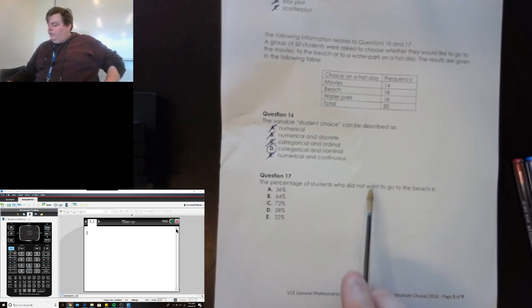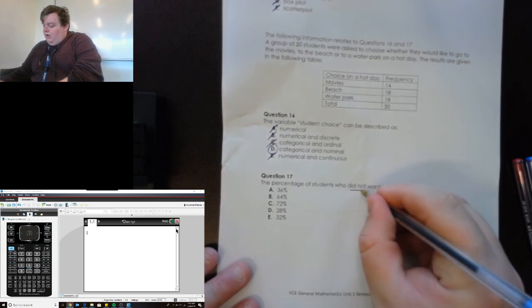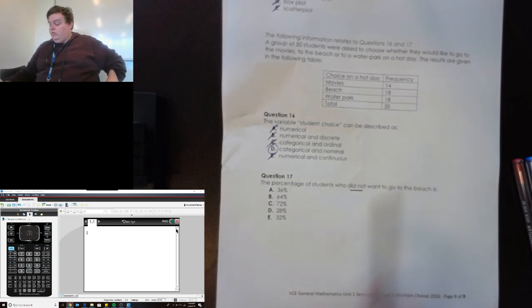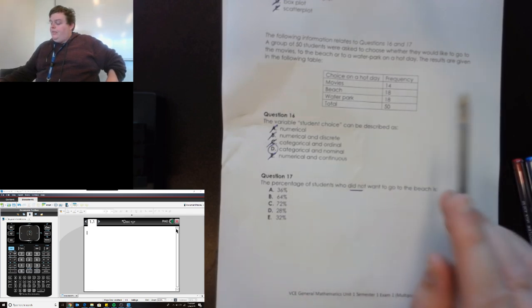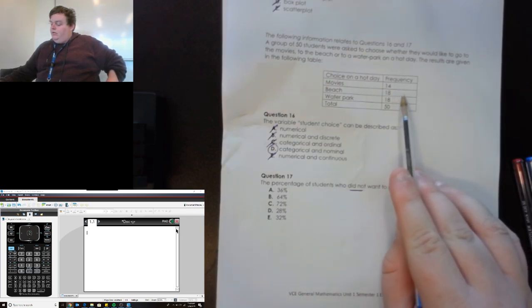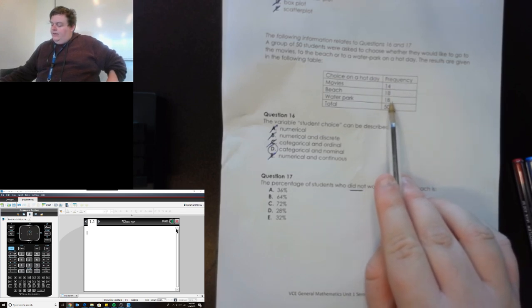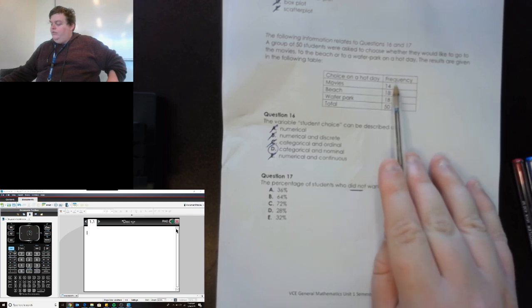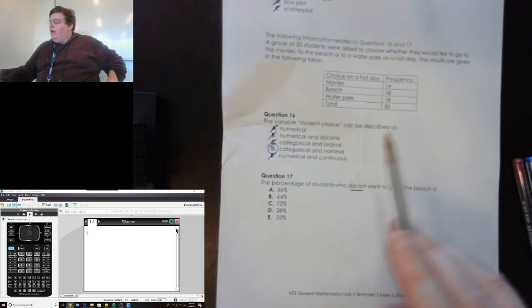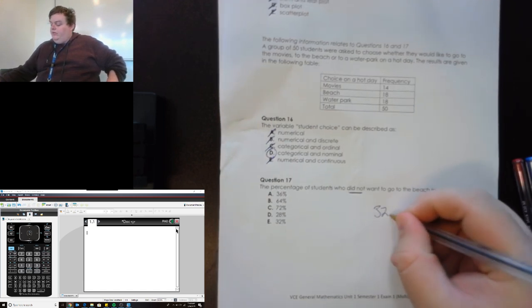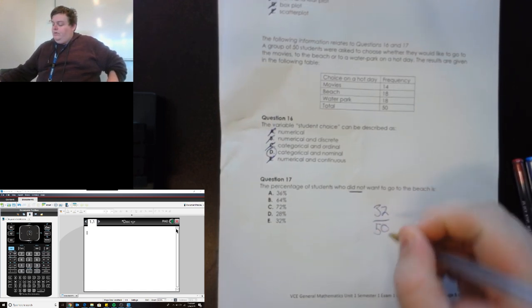So the percentage of students that did not want to go to the beach is about what, right? That's an easy question to misread. A lot of people read it as a percentage of people that want to go to the beach, but it's not. If they don't want to go to the beach, you're looking at 14 and 18 together. So 14 plus 18 for the other two locations, not necessarily for the beach. And that'll give you 32 out of 50.